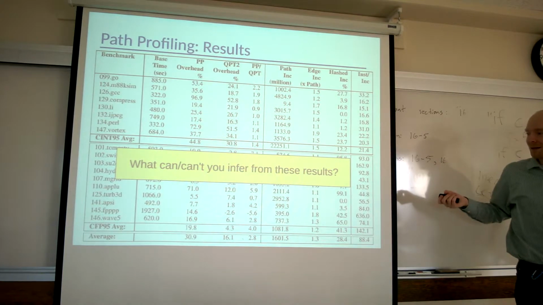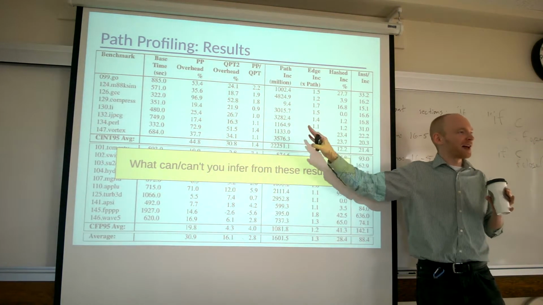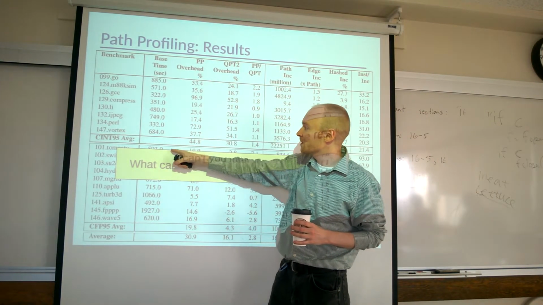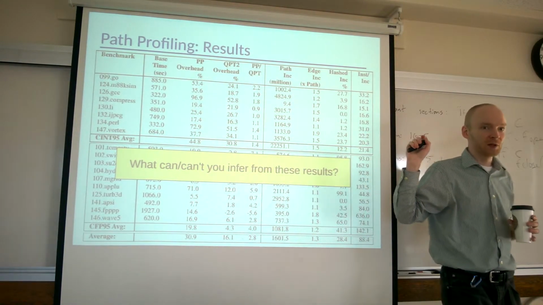What is the Q? Just some optimizations. We can ignore that. You can pretend it doesn't exist. We can see that they have these results, and then they present averages down at the bottom. Are these results good?